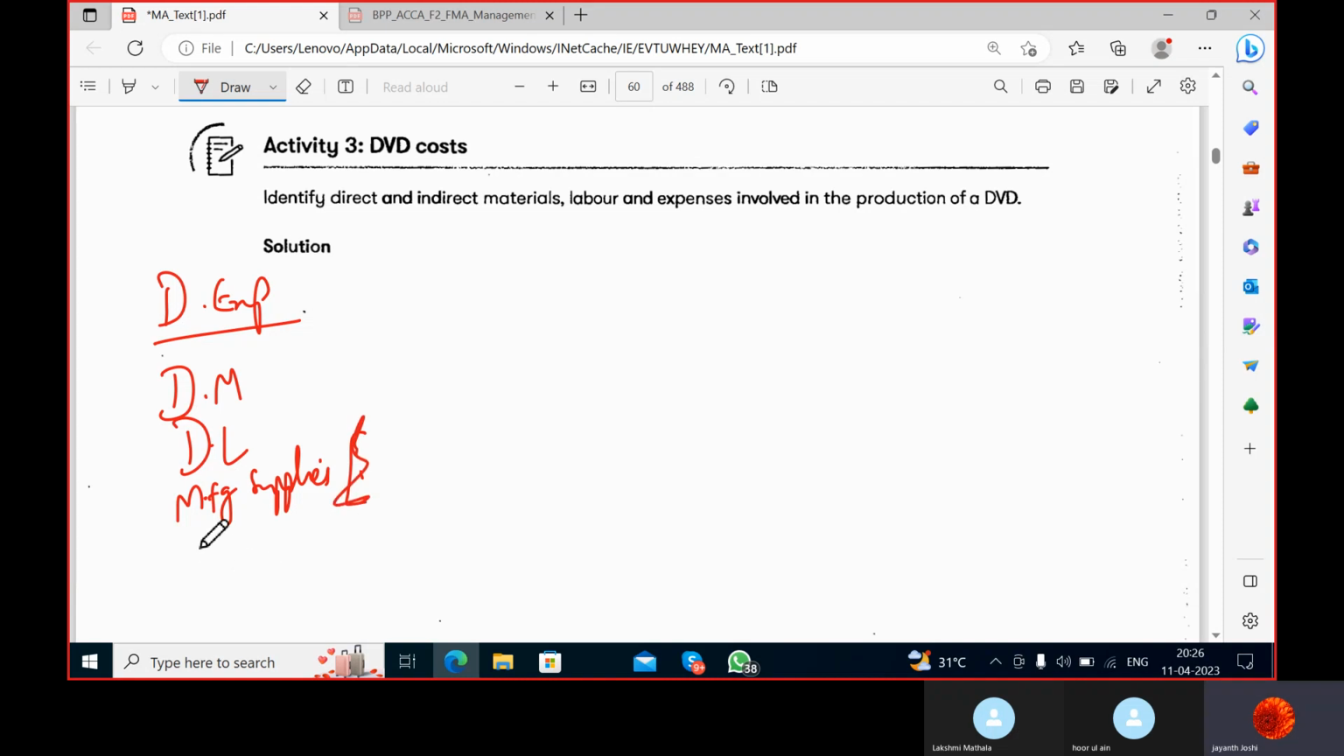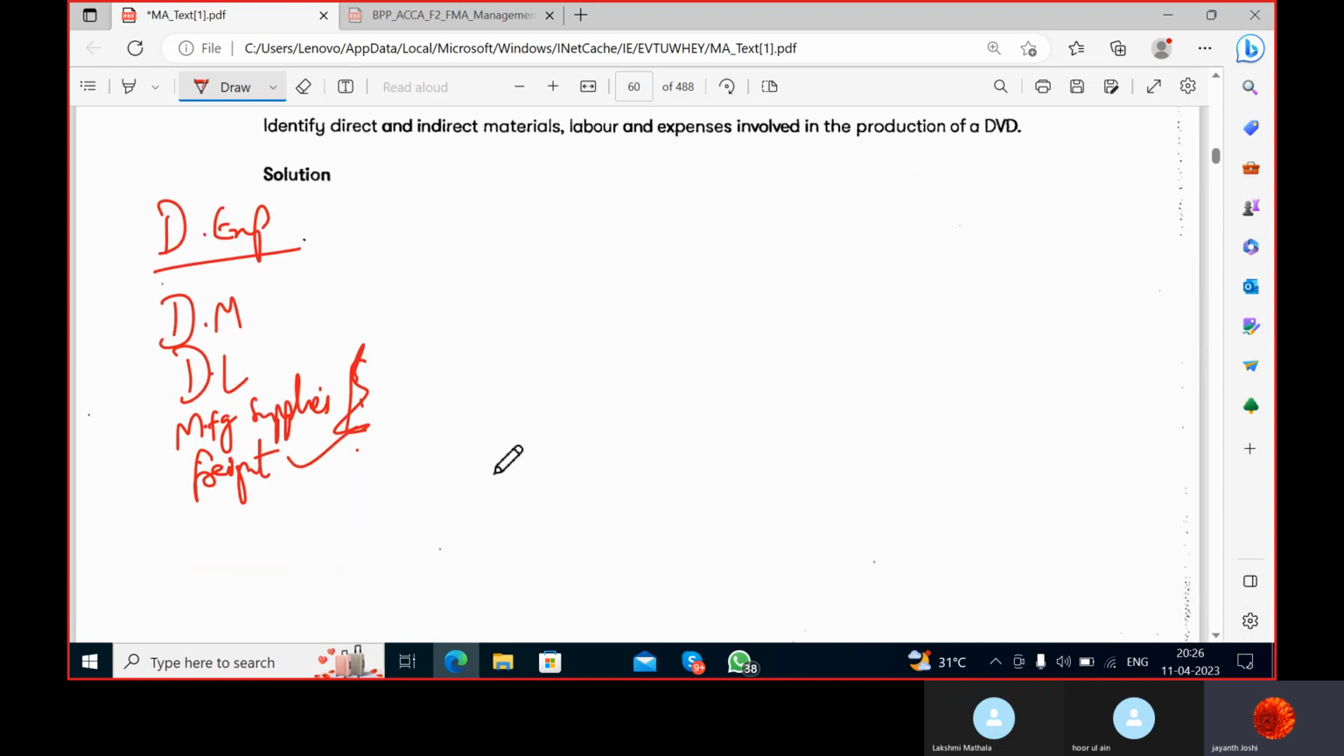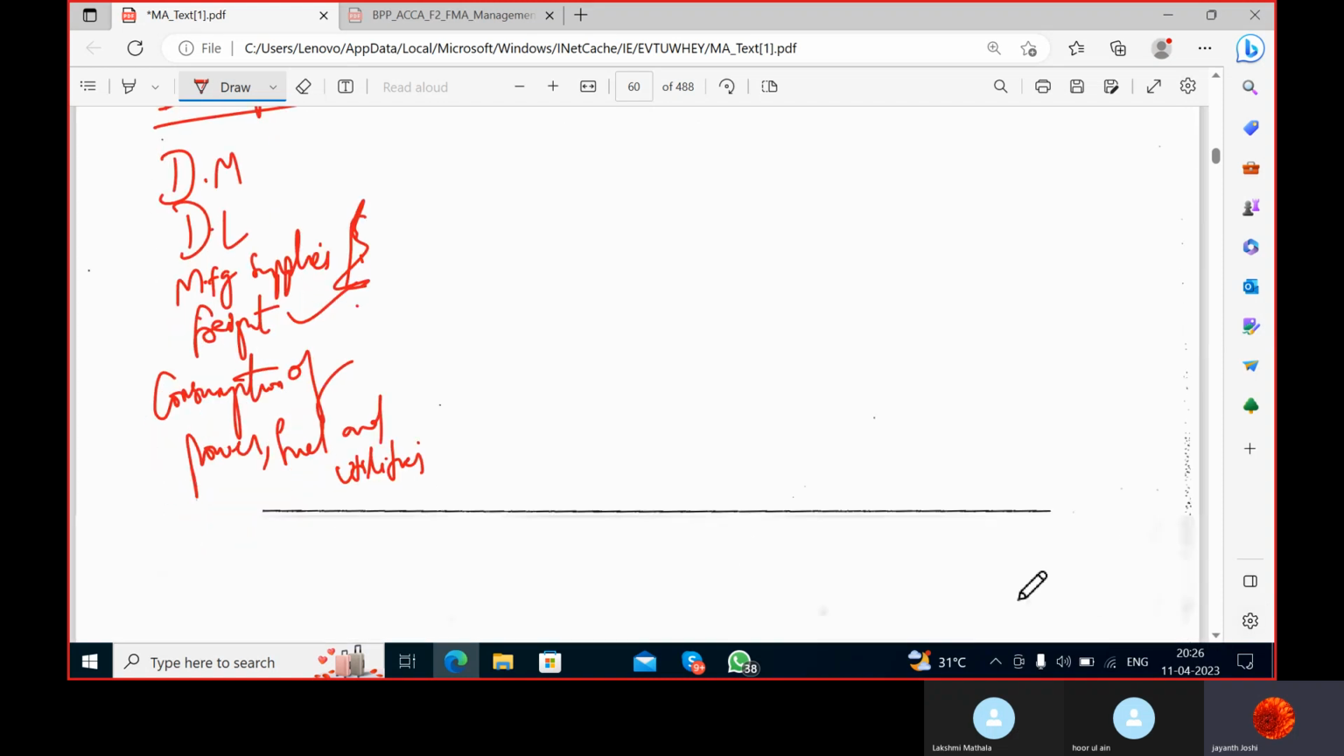Then comes freight. This is also a direct expense. Why? Because we brought raw material from one place to our factory. And consumption of power, fuel and utilities. So this was the concern which I had. That's the reason why I stopped there, to give you clarity. Factory rent is also a direct expense.